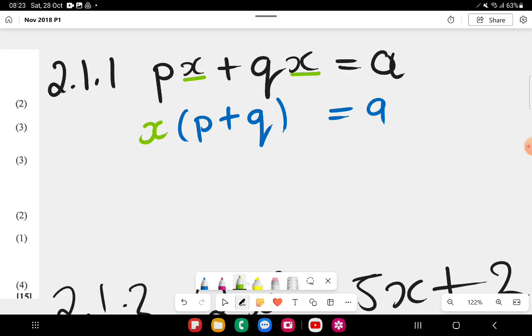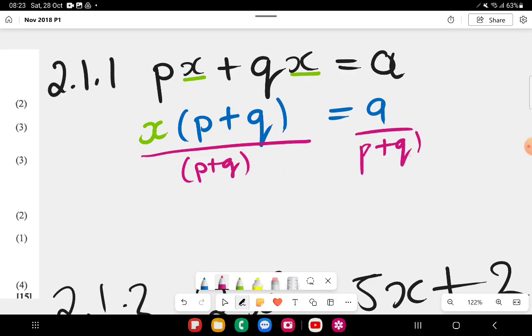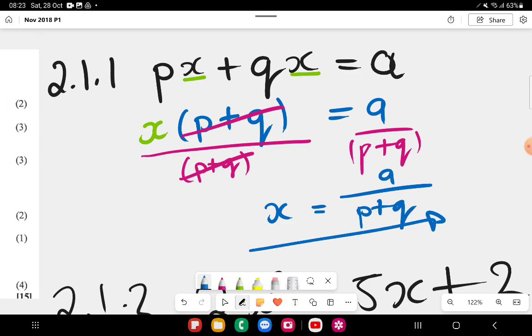Now I want to get rid of this P plus Q, so I'm going to divide both sides by P plus Q, and therefore these two cancel out. On the left hand side I have x, and it's equal to A over P plus Q on the right hand side. That's your final answer.